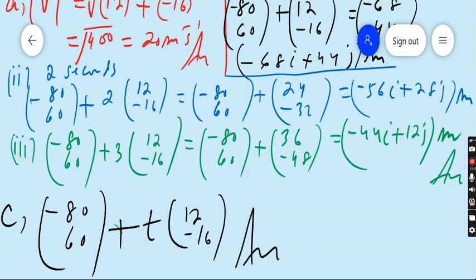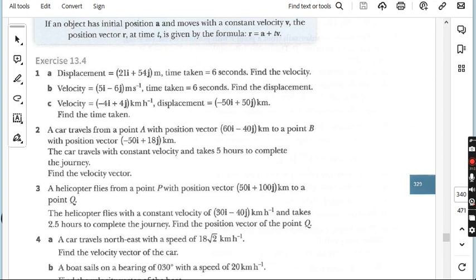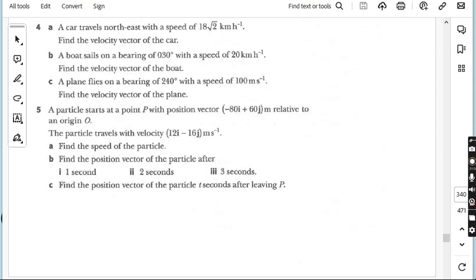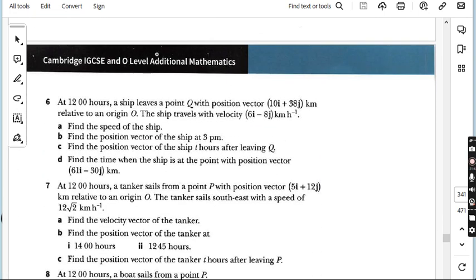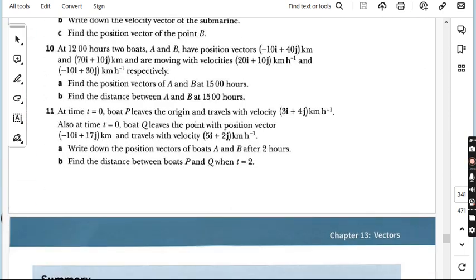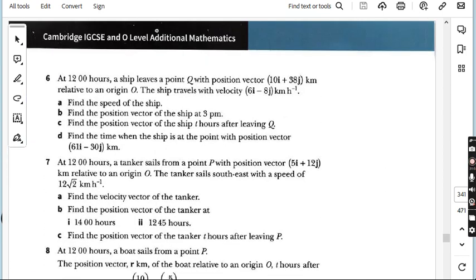So hope you understand. That is our today's class. We did the first 5 questions with all parts of exercise 13.4. If you feel any difficulty in any question from 1 to 5, write in the comment box. I will help you. What is left? Questions 6, 7, 8, 9, 10, 11. So 6 questions are left. I will try to do all 6 questions in the next lecture.